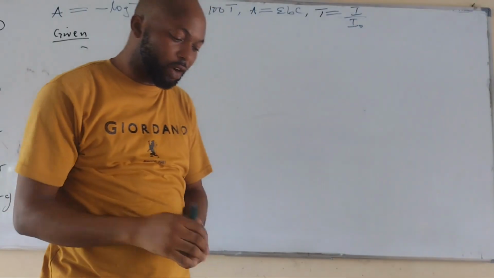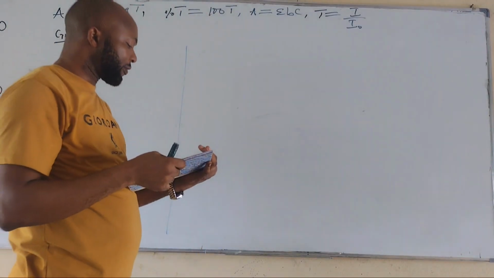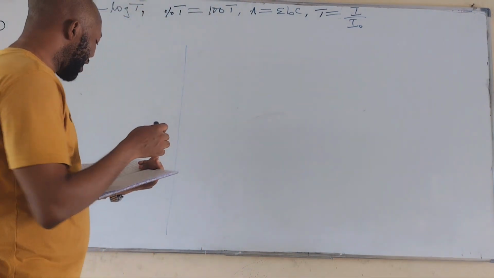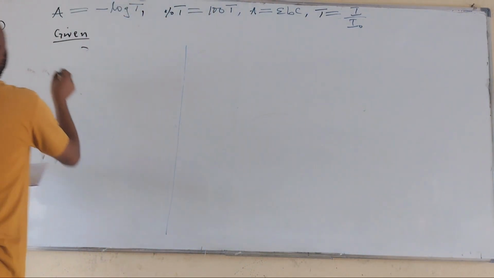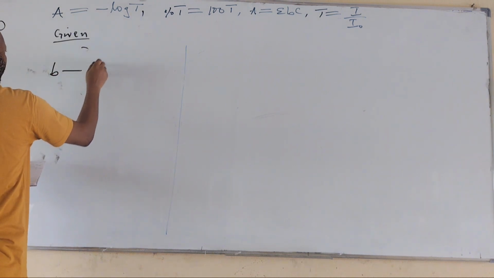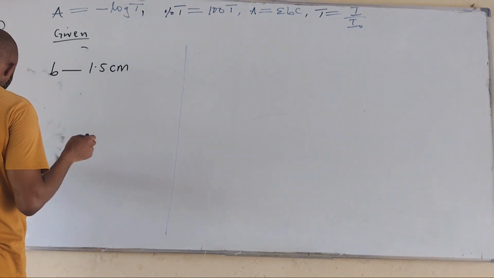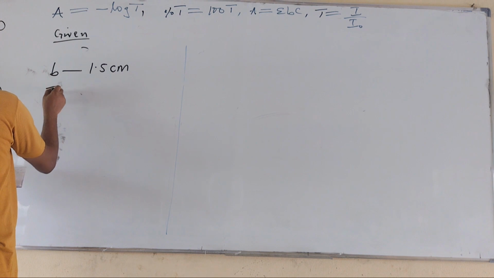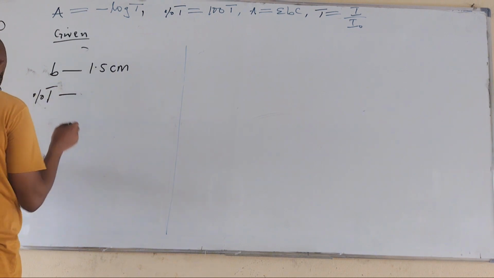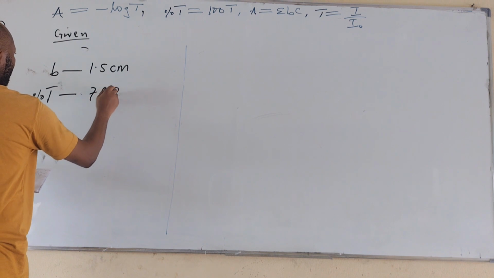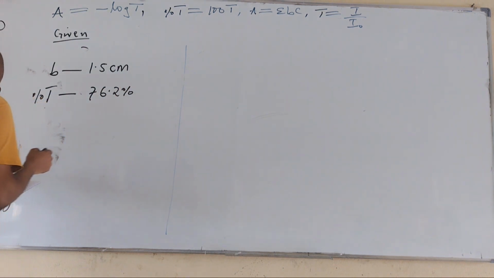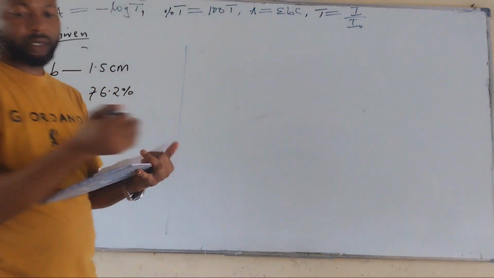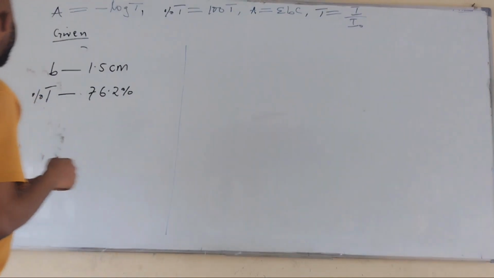The transmittance of a solution measured at 590 nanometers, that is the wavelength, in a 1.5 cm cuvette, that's the path length, B is 1.5 cm, was 76.2%. That's percentage transmittance, that's what it means. A says, what is the corresponding absorbance?